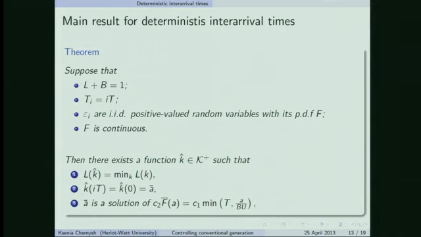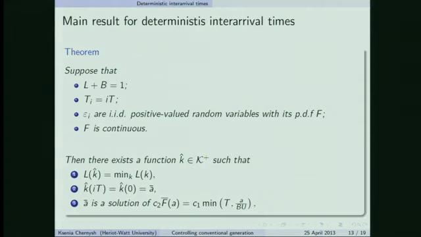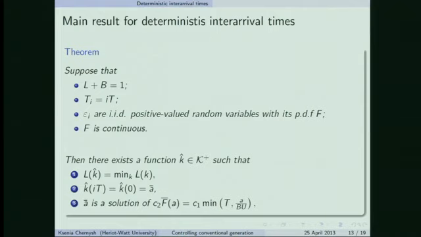Here is the main result for deterministic interarrival times. So what is written here? This is a theorem about the existence of the optimal policy in the case when interarrival times are deterministic and equal to some constant T, and when our shortfalls are IID and we know their probability distribution function. The main result is that the optimal policy is also periodic, and there is some level A. It goes from level A down, then goes up to level A again, and at time periods iT, it will be again at A.